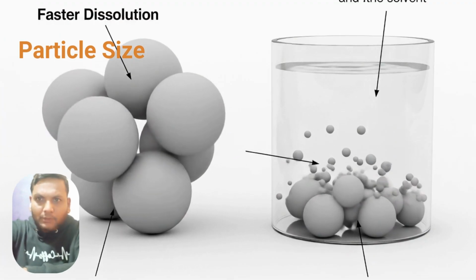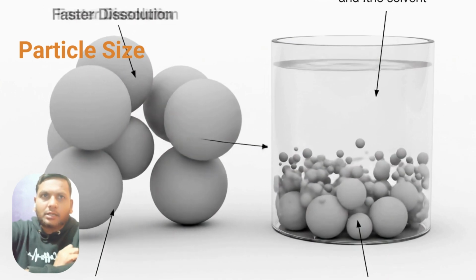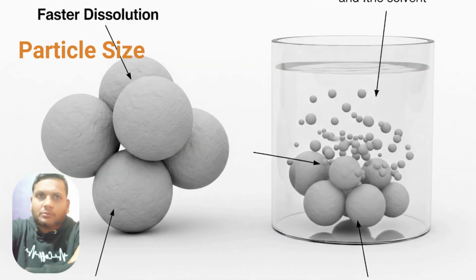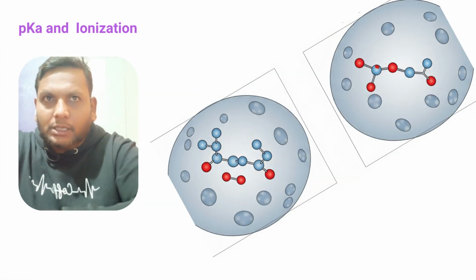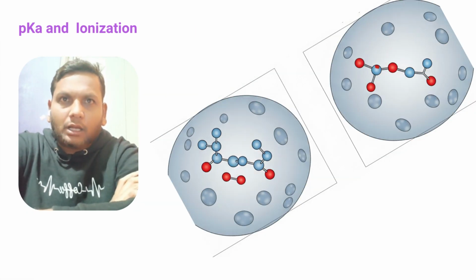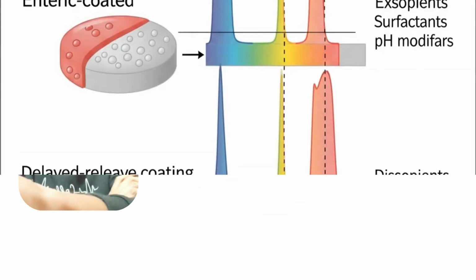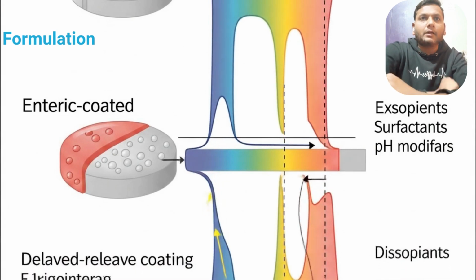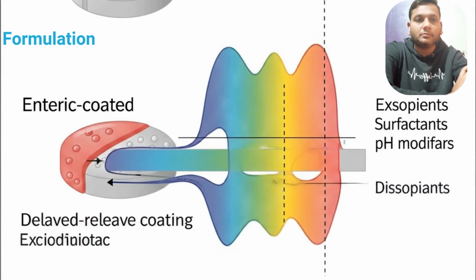Particle size. Smaller the particle size offers larger surface area, thereby increasing the dissolution of the drug. pKa and ionization. Unionized form of the drug is absorbed better compared to the ionized form. So it depends on pH and pKa. Excipients, coatings and delivery systems alter dissolution and absorption rate.